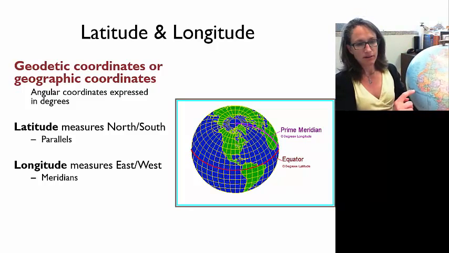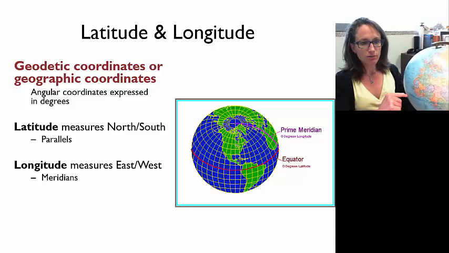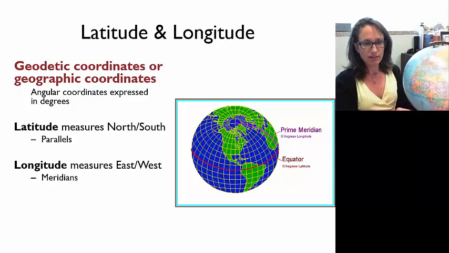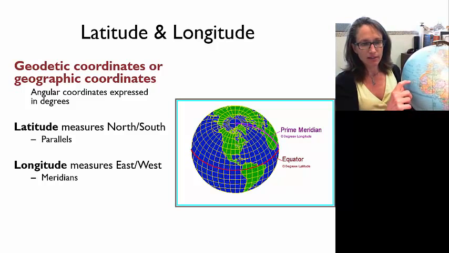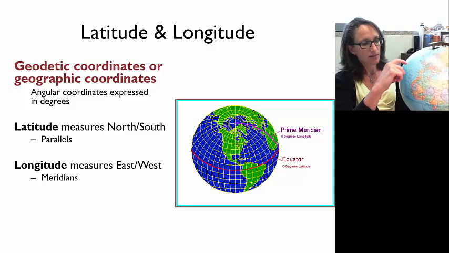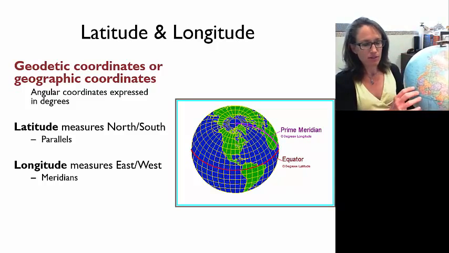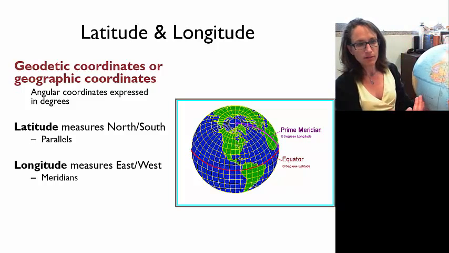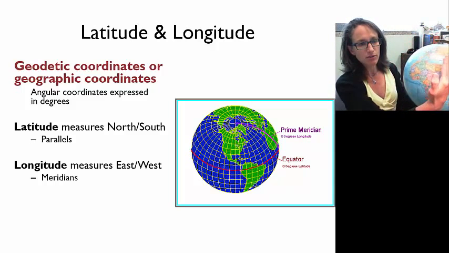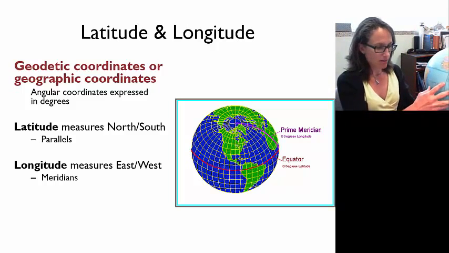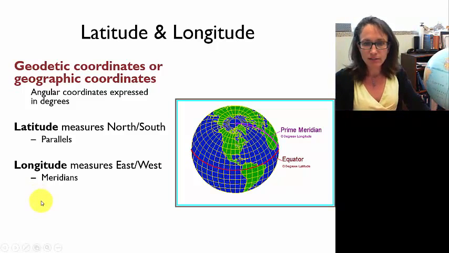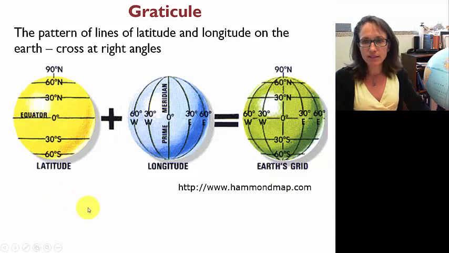We have the poles, we have the equator. Latitude measures north and south on the Earth, and lines of latitude are called parallels because they are equidistant and parallel from each other. Lines of longitude, they run north-south, but they're going to measure where we are east-west. And lines of longitude are called meridians. So let's look at each of these in a little bit more detail.